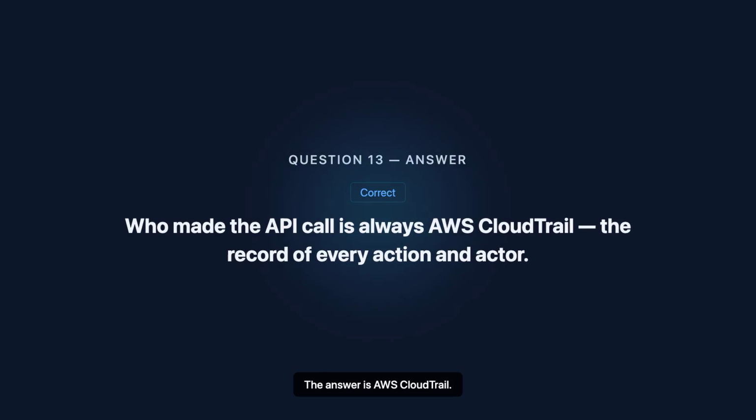The answer is Amazon Web Services CloudTrail. It records every API call in the account, who took the action, what they did, when, and from what source IP. Whenever the question is who made this API call, it's CloudTrail, full stop.